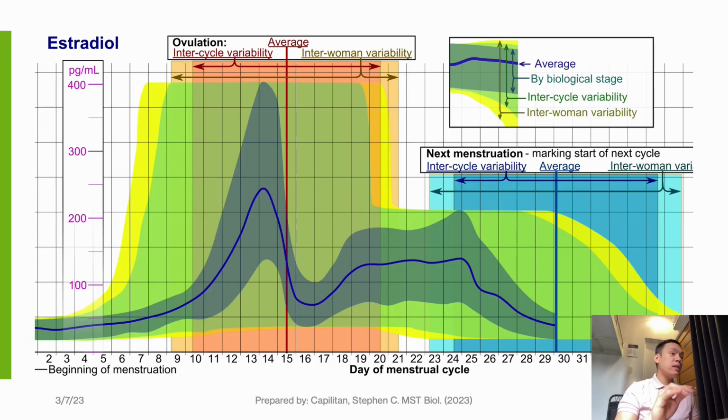Now, you can see here, this is the menstrual cycle. On average, by biological stage, there is intercycle variability and interwoman variability. This menstrual cycle and the regulation of these hormones, in the amount, volume and time, is not the same for all humans. So you can see here the intercycle variability, average, and interwoman variability.